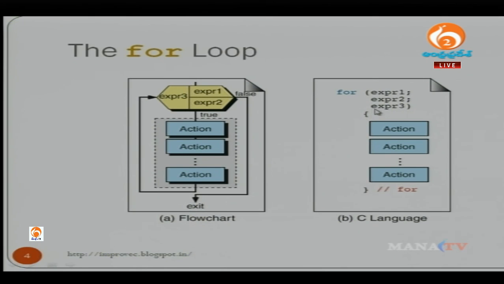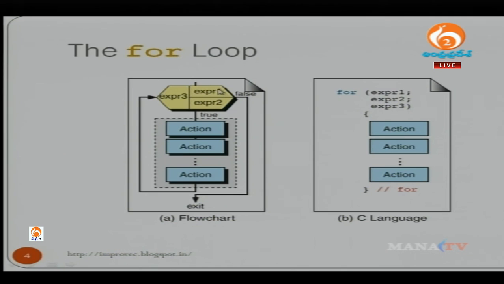Next the updation will be done. Updation means expression 3. Expression 3 means a++, i++, generally we write the updations. Next, that updation is executed, again the condition is checked. If the condition is again true, the statements inside the body of the for loop are executed. Again control goes back.